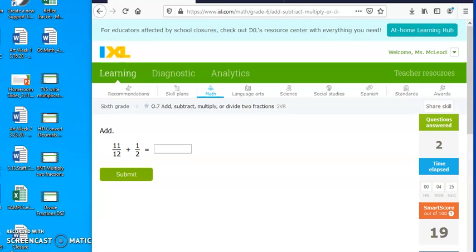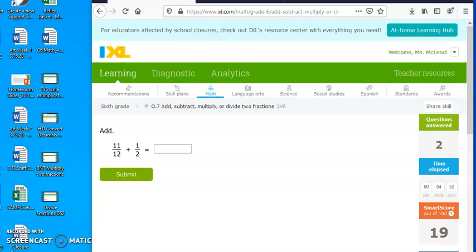So in order to add these fractions together, we can't do it just yet because the denominators aren't the same. The bottom numbers aren't the same. They've got to be the same for us to add them together. So I've got 11 over 12 plus 1 over 2. I've got to make sure that both denominators match up. How am I going to do that? I'm going to find the least common denominator.